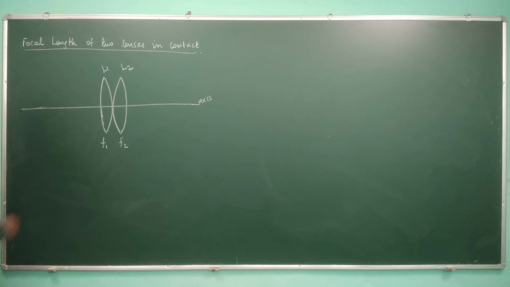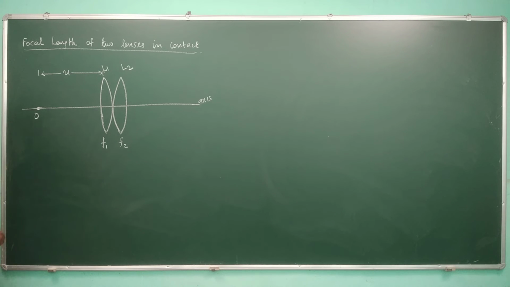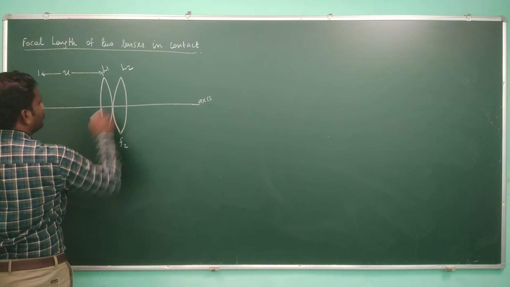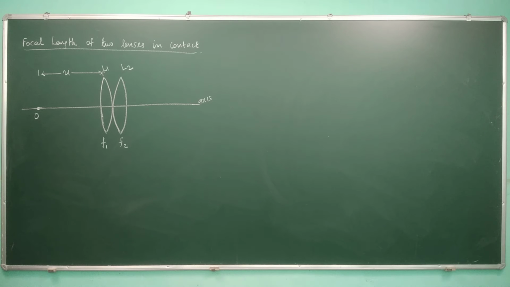Now assume that on the optical axis there is a luminous point object O, located at a distance u from the first lens. This axis is common for both lenses. In this case, they are said to be coaxial lenses. Coaxial means the axis is common for both lenses.